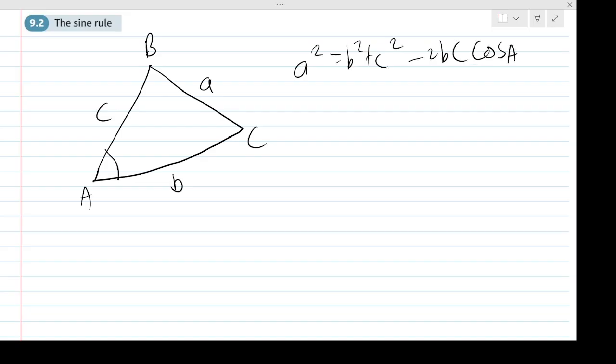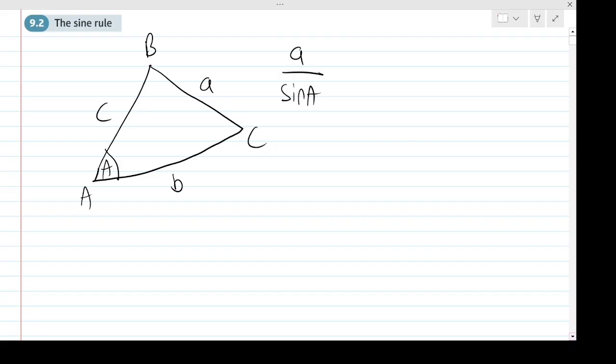But obviously the angle at A is here. And so that's the cosine rule with three sides and an angle. Now what we're going to look at then is the sine rule. The sine rule is this. It is a over sine of A equals b over sine of B.